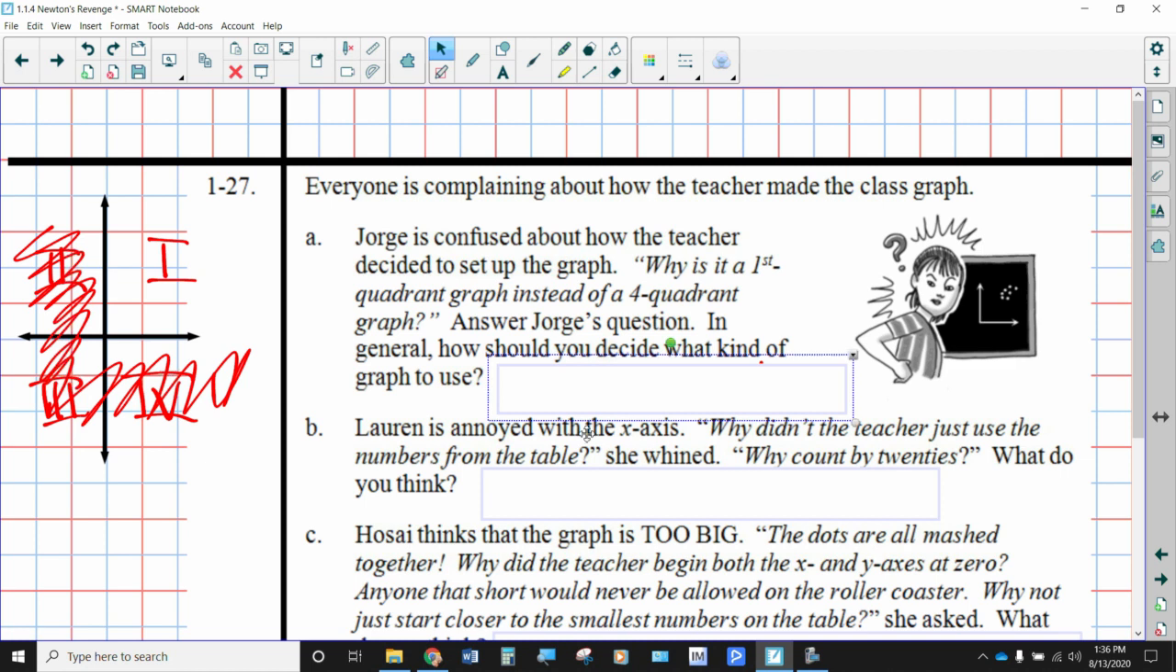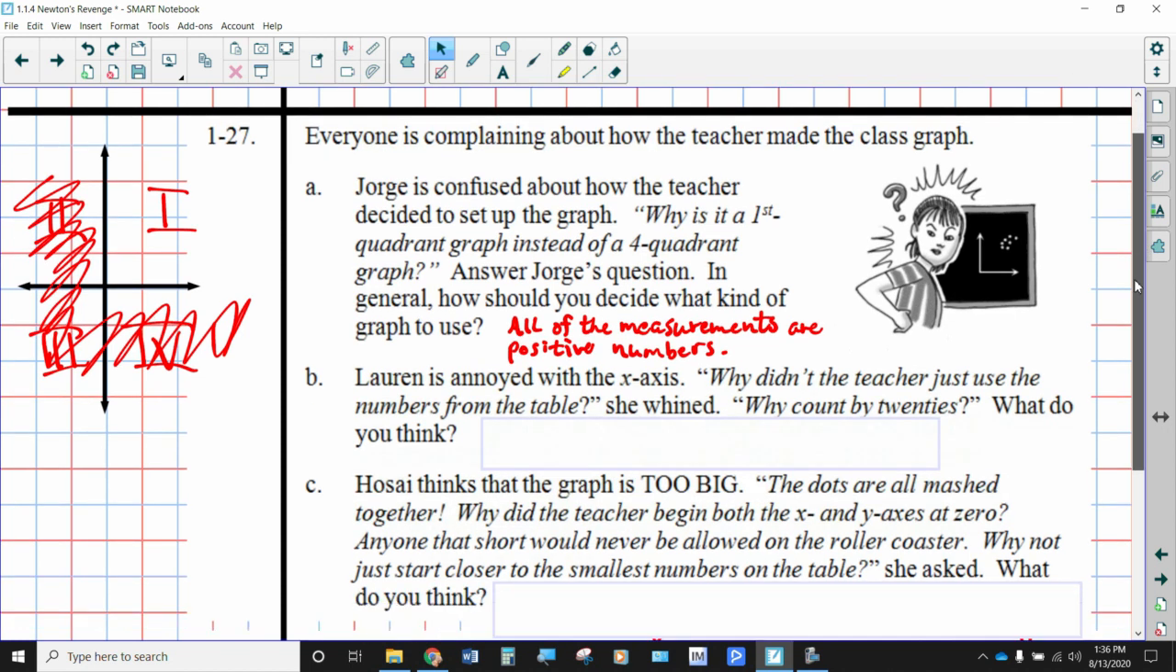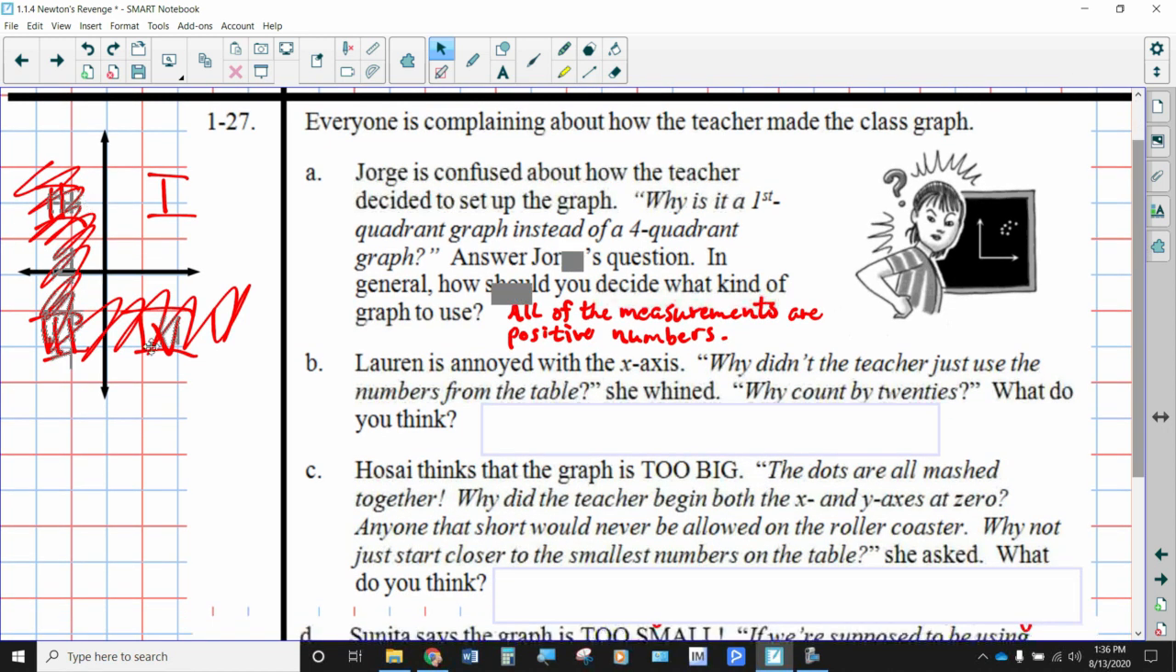So the answer for Jorge is all the measurements are positive numbers, so you don't need any other quadrant besides the first quadrant. That's why you see so many graphs that are L-shaped graphs, because if you're only dealing with positive numbers, there's no reason to use the rest of it.